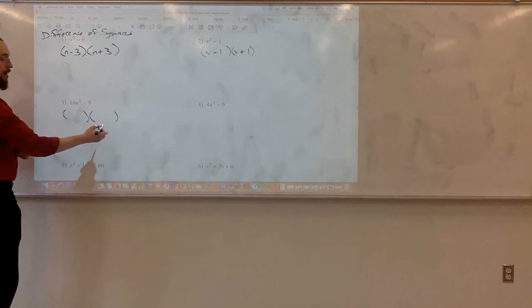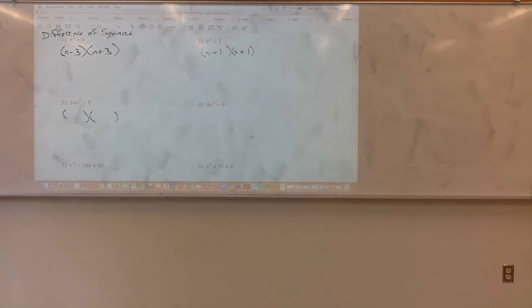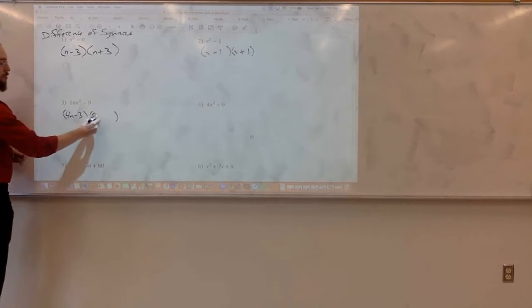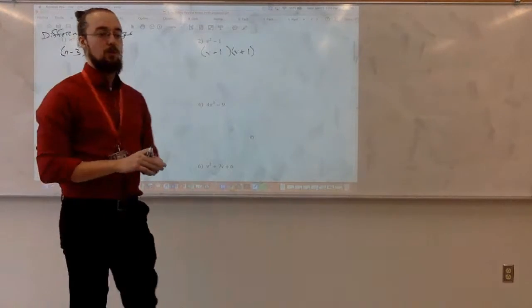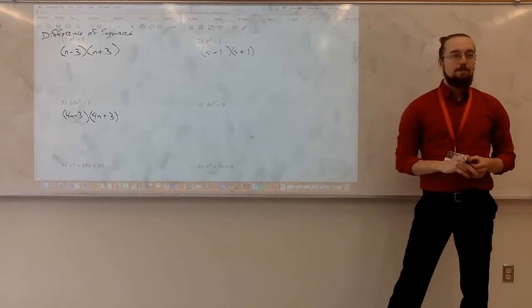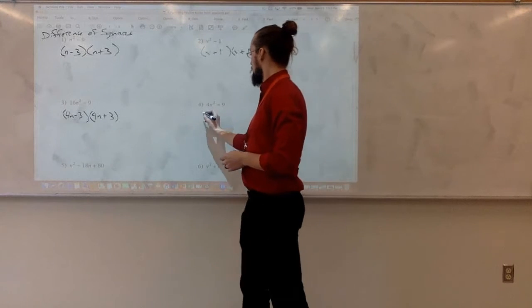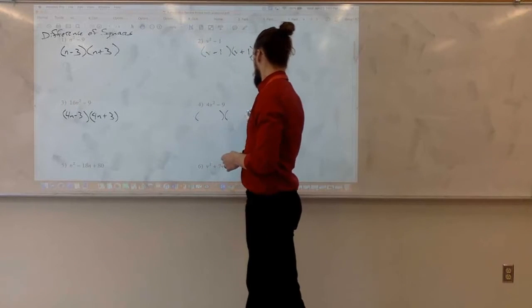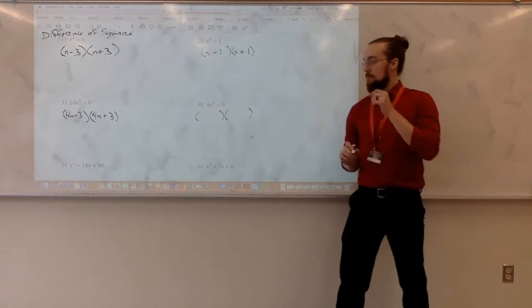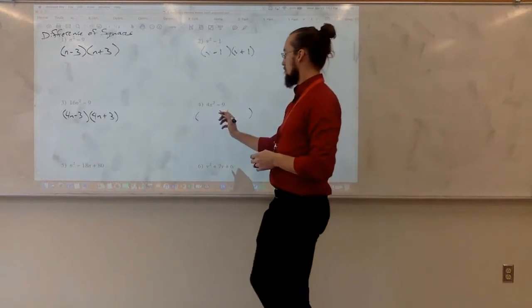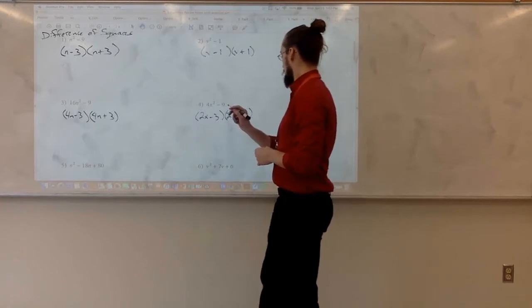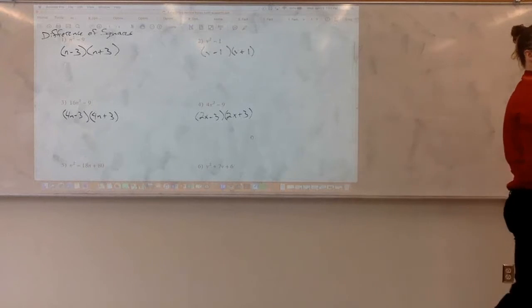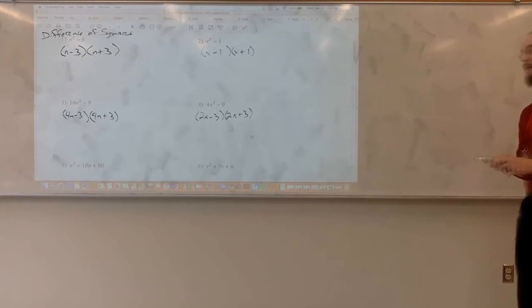So what are my two factors going to look like? 4, square root of each piece. So do the last one, these difference of squares real quick here. We get 2x minus 3 and 2x plus 3.